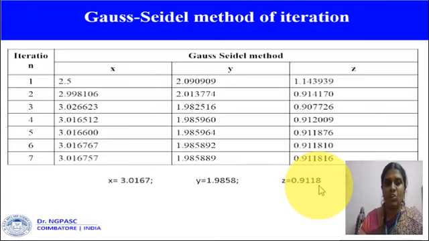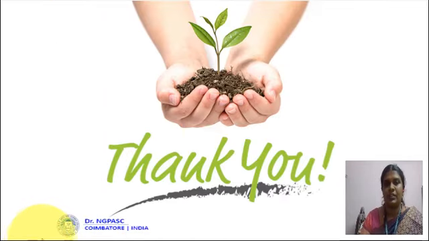Compared to the Gauss-Jacobi method, the Gauss-Seidel method will reduce your time because we can stop after fewer iterations. But the Gauss-Jacobi method can take you through many iterations. The Gauss-Seidel method can give you accurate answers compared to the Gauss-Jacobi method. Thank you.